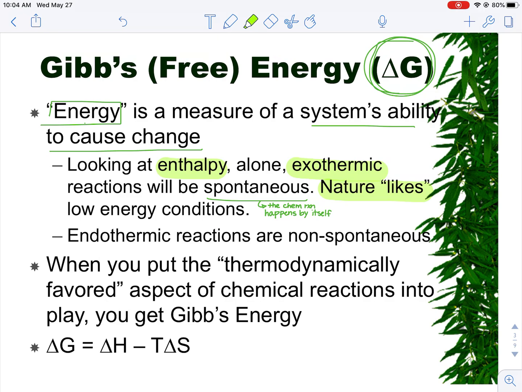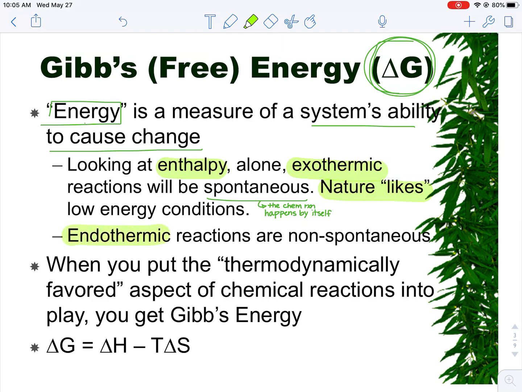So when you look at enthalpy alone, just the heat, the exothermic reactions will be spontaneous. Remember, we've kept talking about all this year how nature likes things that are in a low energy condition. And remember, I'm putting likes in parentheses because nature doesn't really have feelings. Things that are low energy is what nature prefers because it doesn't take a lot of work to get that state going. So exothermic, since the energy is given off, it's a low energy state, is what nature prefers.